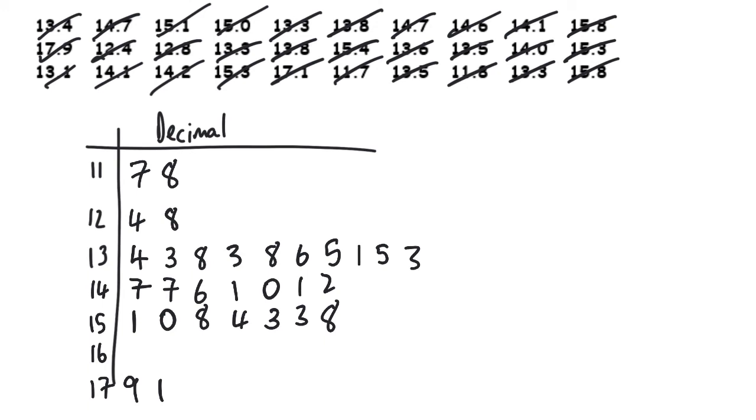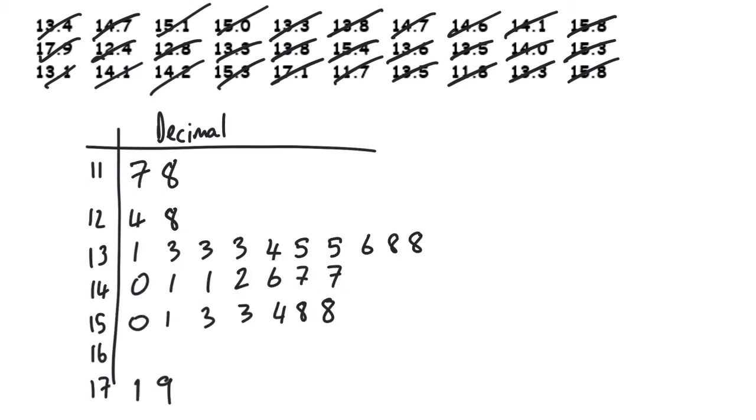We need to order the data, so we need to make it from smallest close to the stem and then the biggest number away from the stem. So there we have it, the data has been ordered from smallest to biggest.